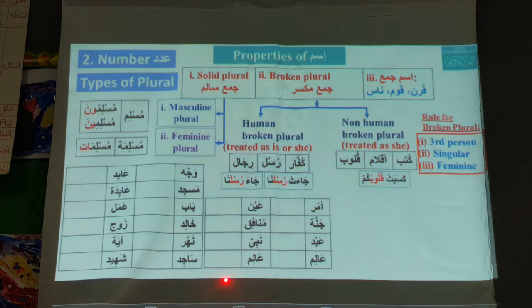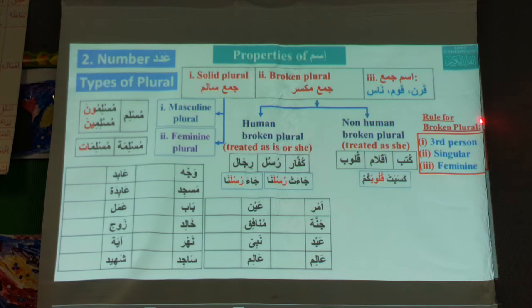Next one is abd. Abd, ibad. Abd means slave or servant. Jannah. What is the plural? Brother Naveed, is it a solid plural or broken plural? Jannah, like Muslimah, Muslimat. But this is non-human, solid plural. So it should also be treated according to that rule. Jannah, jannat.